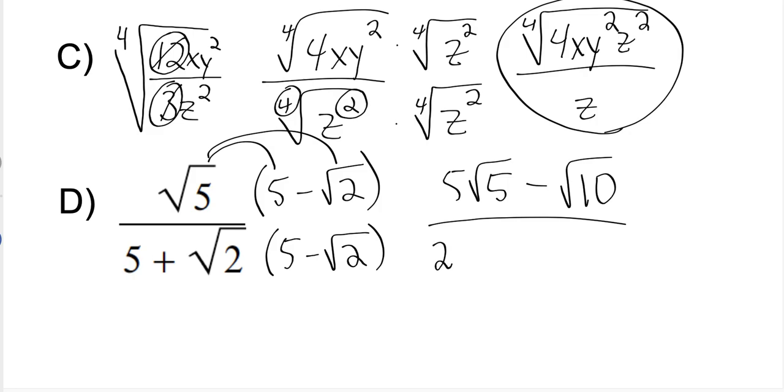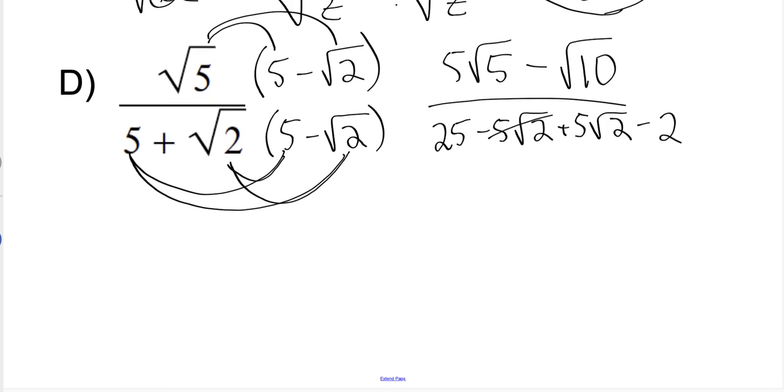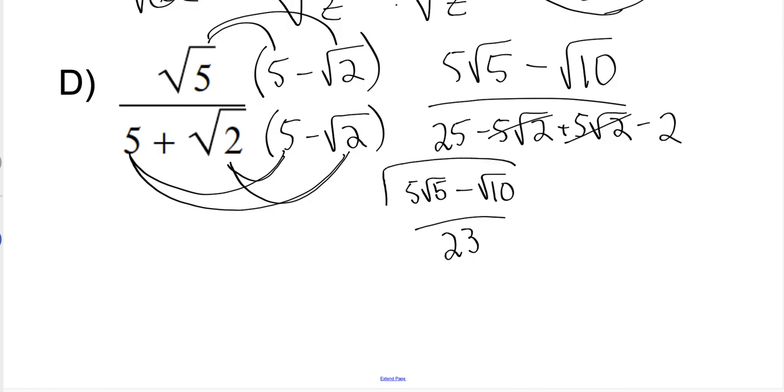So 5 times 5 is 25. That's this one. Now we take 5 times negative root 2. So minus 5 root 2. And then root 2 times 5. So plus 5 root 2. And then minus root 2 times root 2, which is just 2. After you FOIL it out, you should recognize that I have some things canceling out in the bottom, which is good. So I'll just have 25 minus 2, which is 23. And then my numerator, 5 root 5 minus root 10. And if you can't simplify anymore, you call it a day.